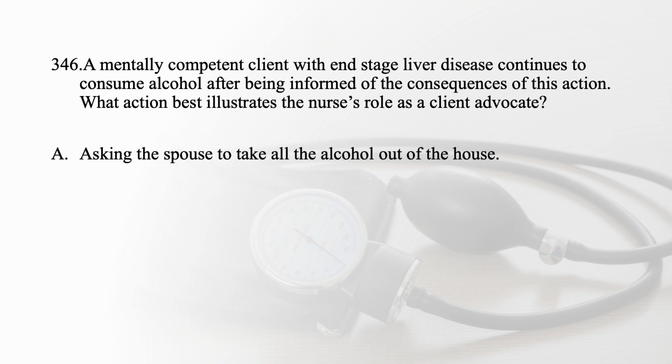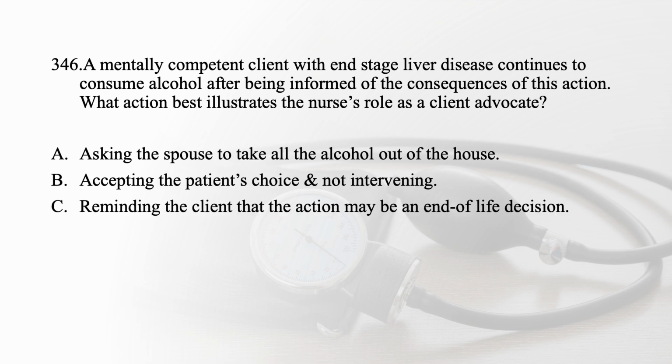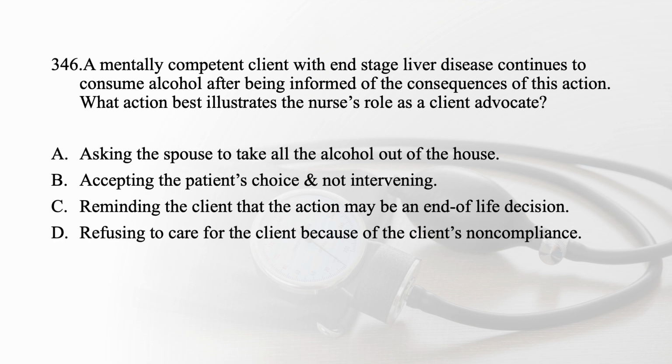Option A, asking the spouse to take all the alcohol out of the house. Option B, accepting the patient's choice and not intervening. Option C, reminding the client that the action may be an end-of-life decision. Option D, refusing to care for the client because of the client's non-compliance. The correct answer is option B, accepting the patient's choice and not intervening.